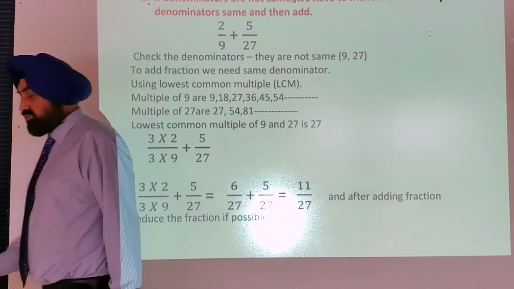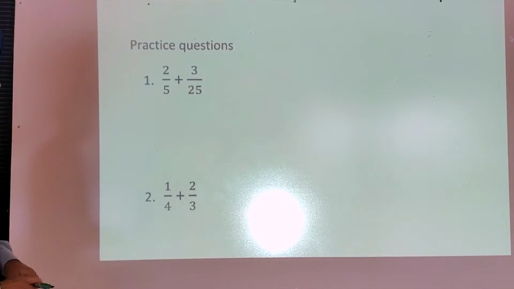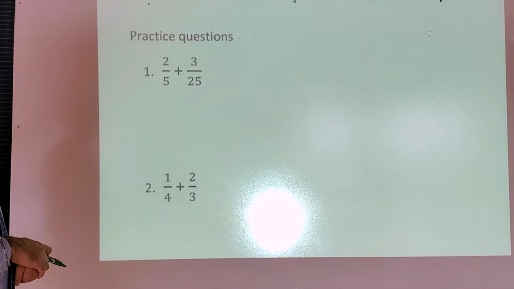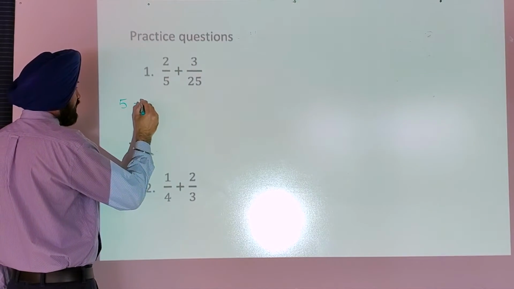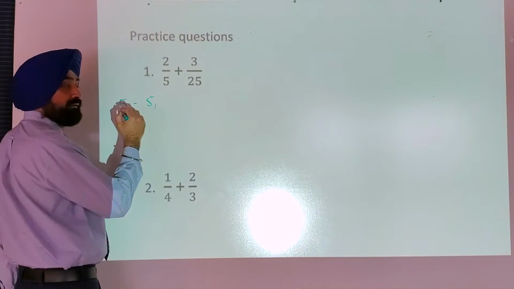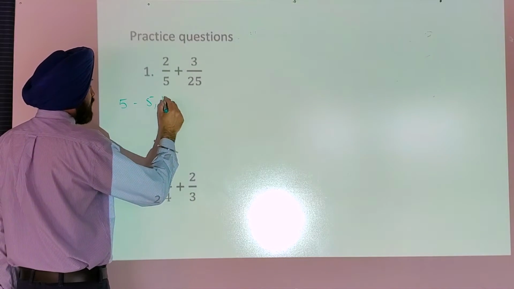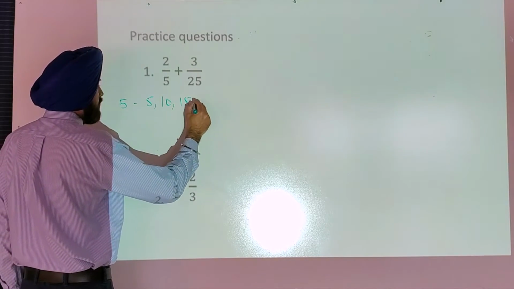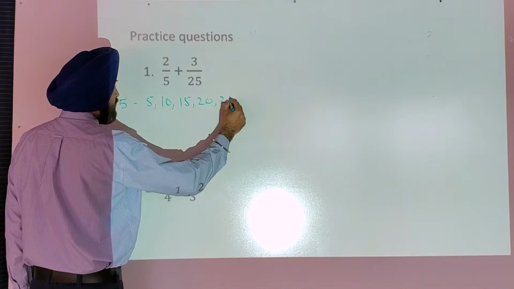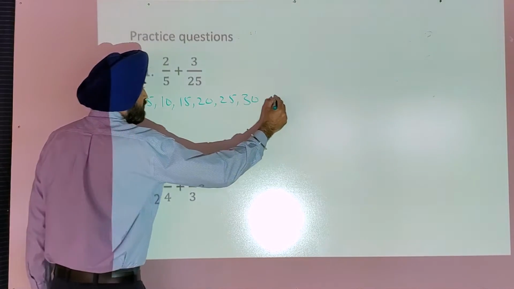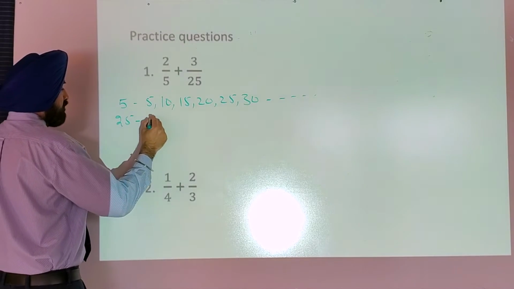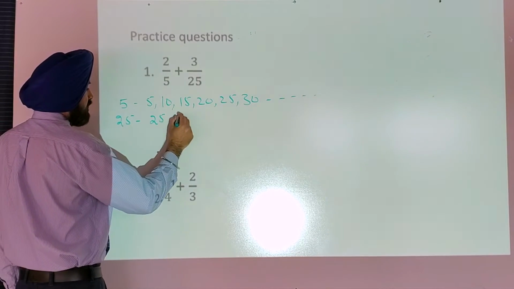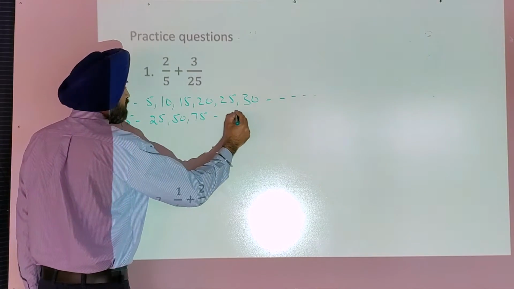Let's do some more questions. For example, 2 over 5 and 3 over 25. So what are the multiples of 5? Multiples of 5 are 5 times 1 is 5, 5 times 2 is 10, then 15, 20, 25, 30, and so on. And the multiples of 25 are 25, 50, 75, and so on.